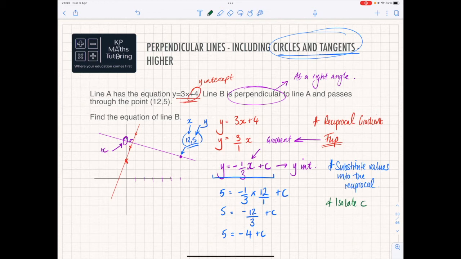So you need to find the value of c here. So this minus 4 goes over, it becomes a plus 4. So we end up with 5 plus 4 is equal to c. So c is equal to 9.